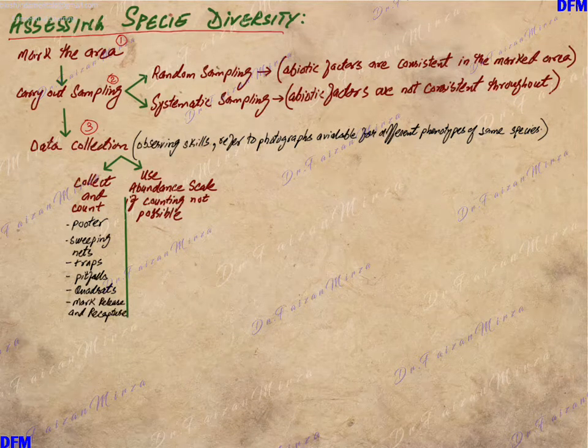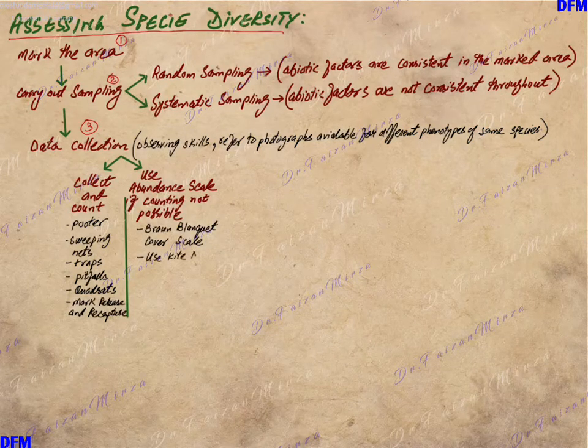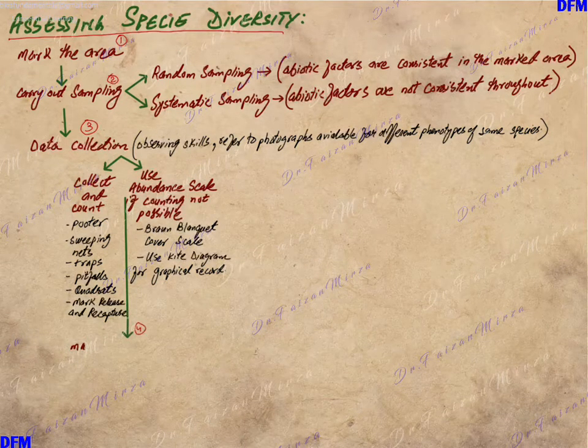There are various methods of collecting and counting organisms depending on the size of the organism and the type of organism. For example, if it's an insect flying, you can use sweeping nets for that. If it's a land dwelling small animal, you can probably use just traps or pitfalls for it. Similarly, quadrats can be used for plants. Abundance scale is used when counting is not possible. You use a Braun-Blanquet cover scale, and you use a kite diagram for graphical representation of the data.